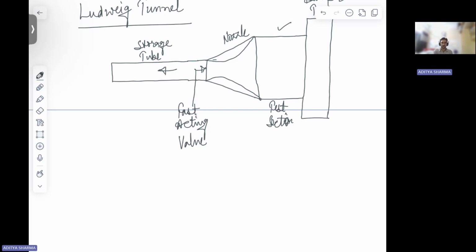So what limits your test time here is that you'll have this expansion wave moving in this direction. It will reach this wall, it will get reflected, and then it will interfere with the flow moving from nozzle to your test section. It will go there, right? So till the time it has not reached our test section, that is the meaningful time that we have to perform our tests. So this is your Ludwig tunnel. Okay.